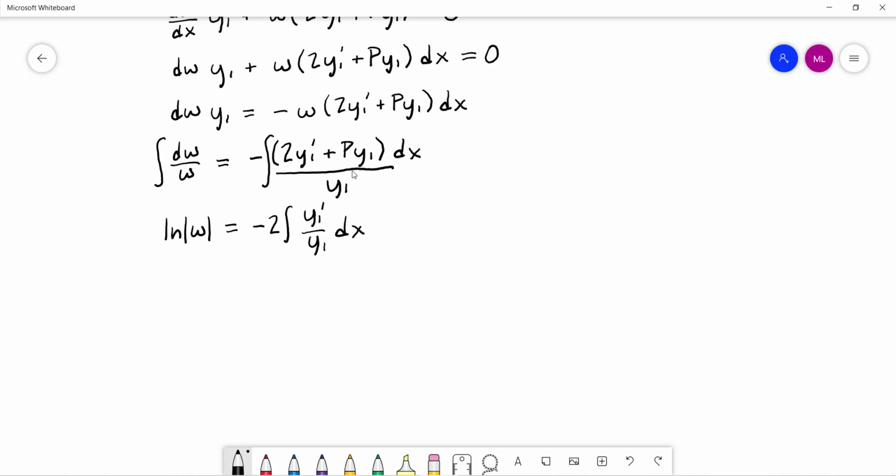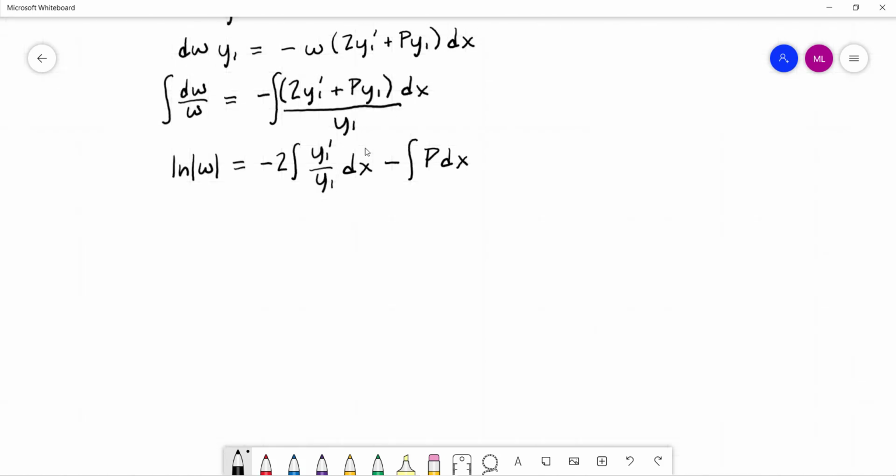And then I'm going to do these parts separately. So for the second part, I'll have minus the integral, again, because this minus distributes through. We've got our p, and the y1 over y1 is going to cancel. So I'm just going to have the p times dx here. Where do we go from here?